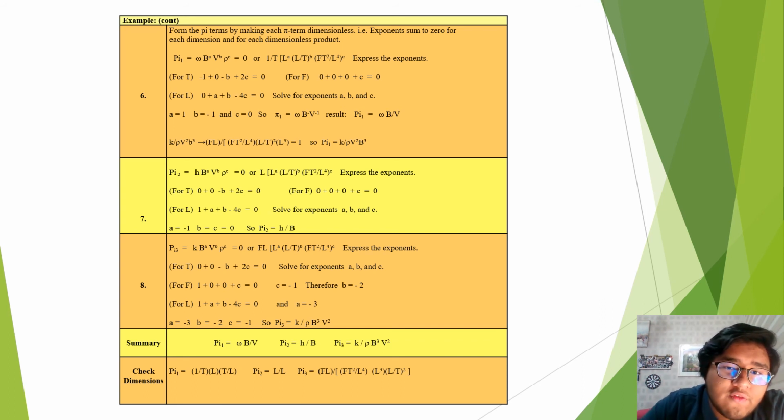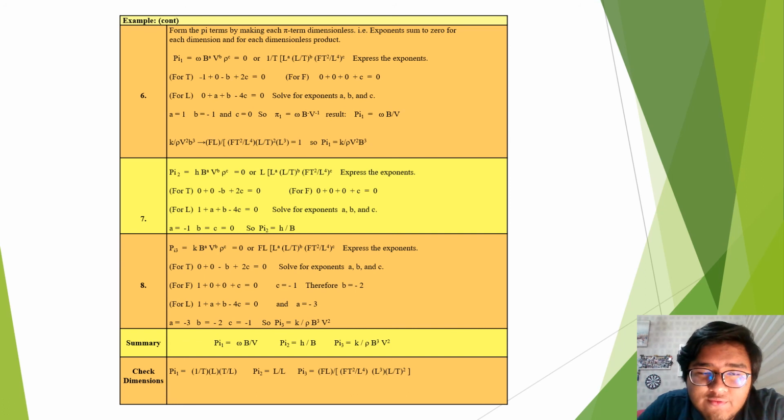So when we solve the exponents of a, b and c, we can find the value of a, which is 1, b is -1 and c is 0. So that's why we can conclude that pi1 is equal to frequency times width over v, because b is -1, that's why we divide by v, because the exponent of v is -1.